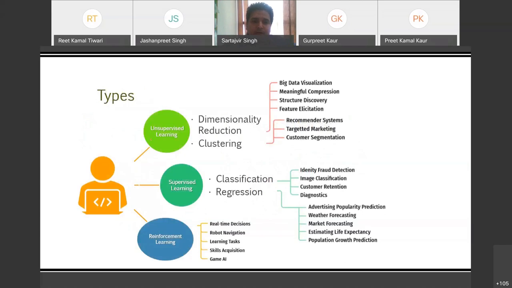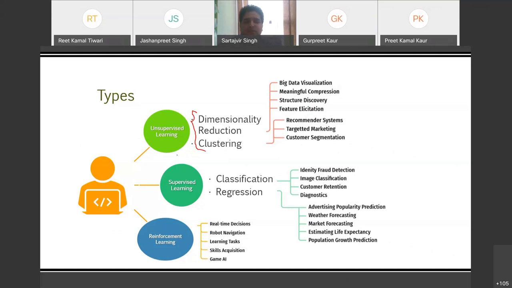Now, unsupervised learning is used to solve two types of problems. One is dimensionality reduction, which is useful for big data visualization, meaningful compression, structure discovery, and feature elicitation. Then clustering is used for recommender systems, targeted marketing, customer segmentation, etc.